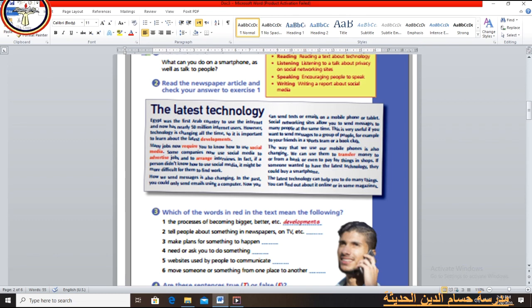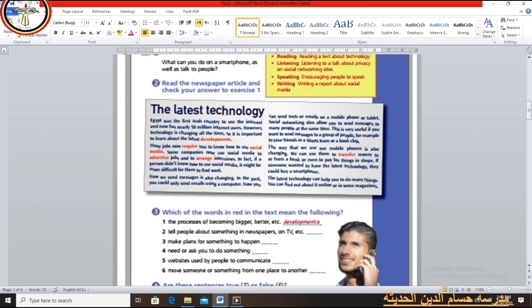Many jobs now require you to know how to use social media. Some companies now use social media to advertise jobs and to arrange interviews. In fact, if a person didn't know how to use social media, it might be more difficult for them to find work. How we send messages is also changing.